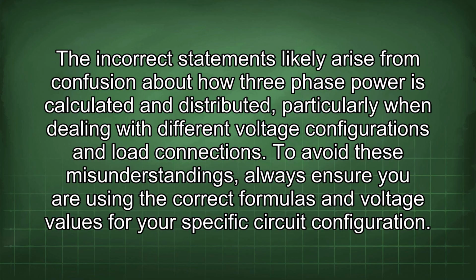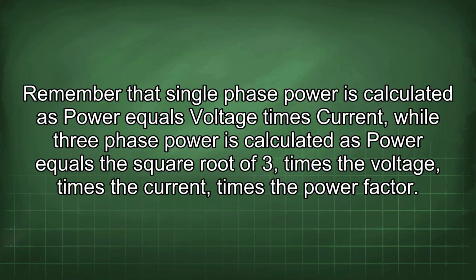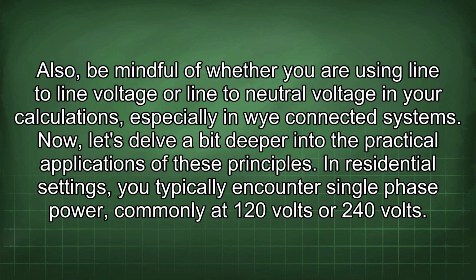particularly when dealing with different voltage configurations and load connections. To avoid these misunderstandings, always ensure you are using the correct formulas and voltage values for your specific circuit configuration. Remember that single-phase power is calculated as power equals voltage times current, while three-phase power is calculated as power equals the square root of 3 times the voltage times the current times the power factor. Also, be mindful of whether you are using line-to-line voltage or line-to-neutral voltage in your calculations, especially in Y-connected systems.